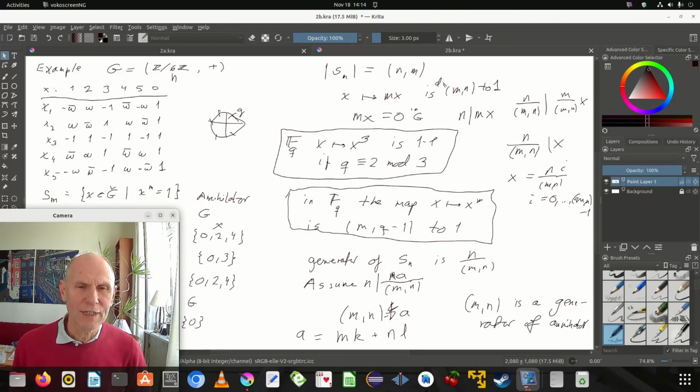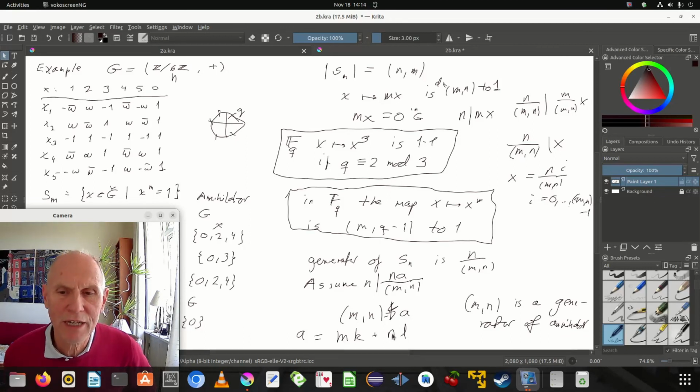And now, since n divides this, it means that a divided by the divisor d must be an integer. So the least integer is the greatest common divisor of m and n. If that's a, then we can write a as some integer times m plus some integer times n. But that's exactly what we needed. We needed to write a as m times k, some k, in G. And that's what we have here, because they are equivalent modulo n.